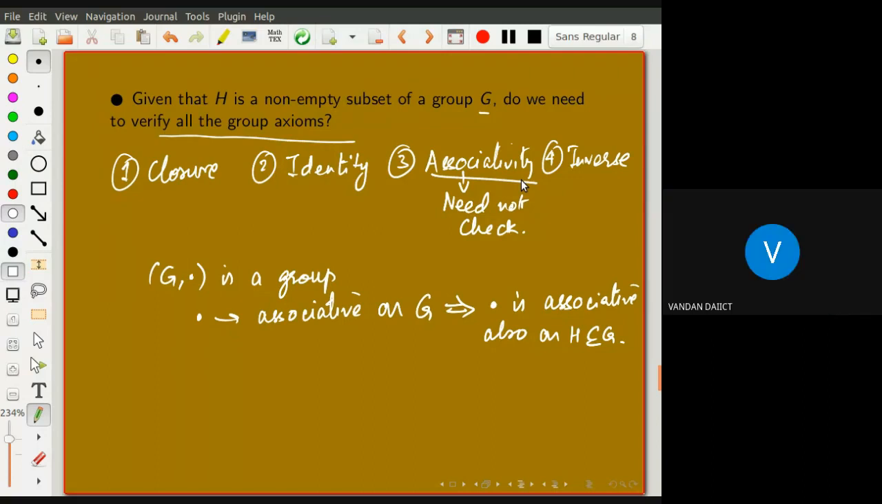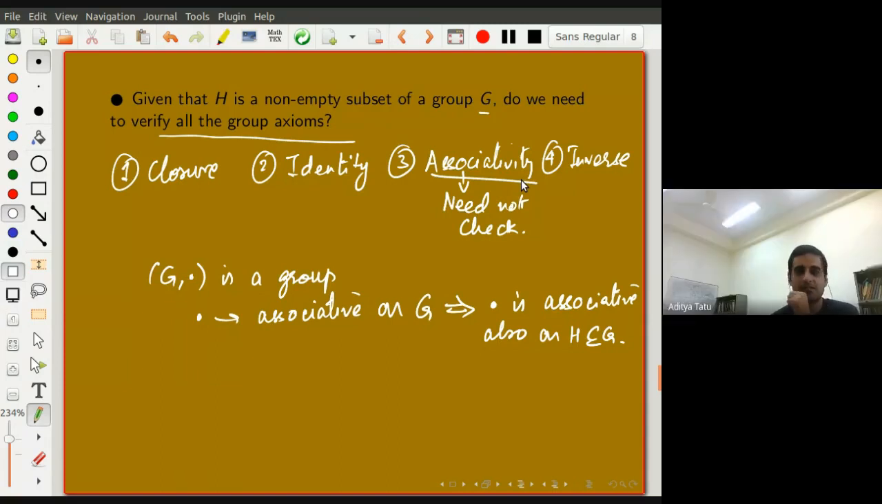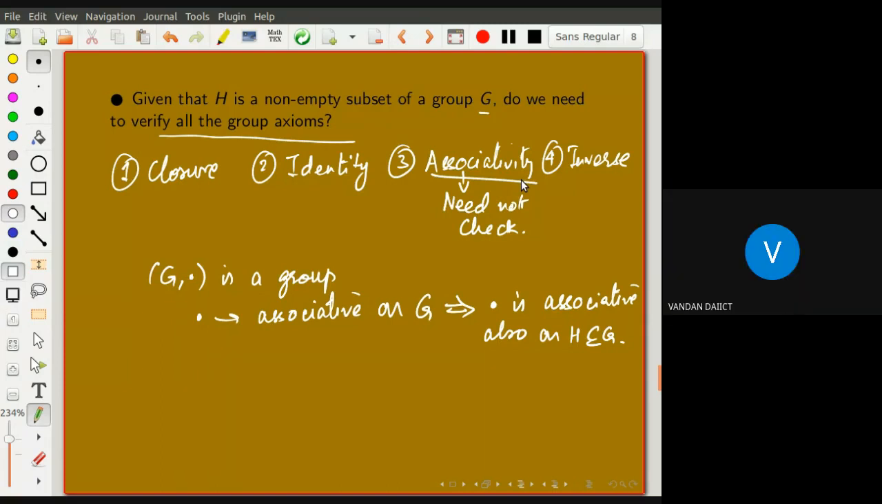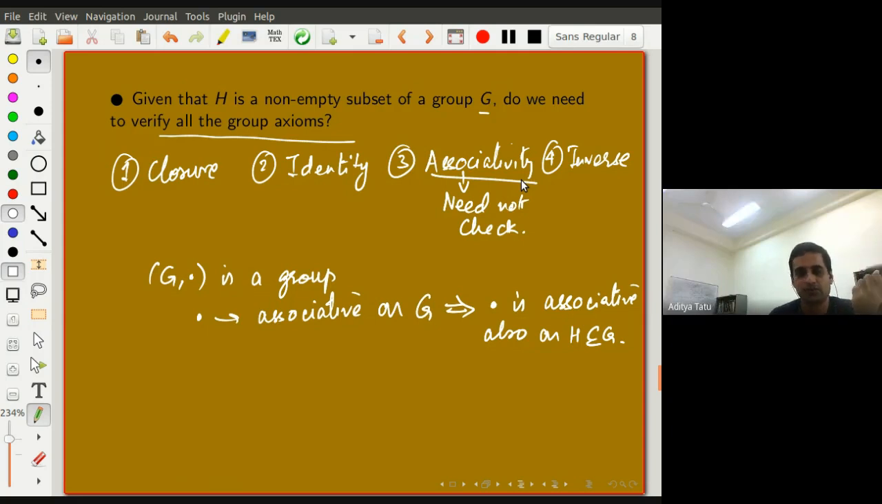Like odd numbers are not a subgroup. Right. Odd numbers are certainly not a subgroup under addition, because it doesn't have zero. So the identity is missing. Have we reached a consensus? We do need to check 1, 2, and 4. Anybody who disagrees with this? Oh, okay. All of you agree.